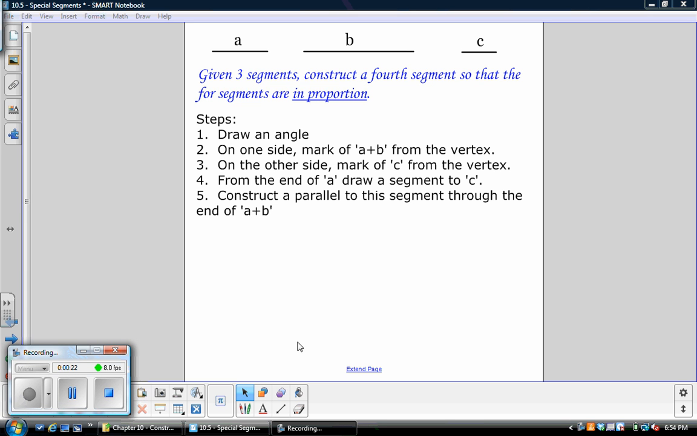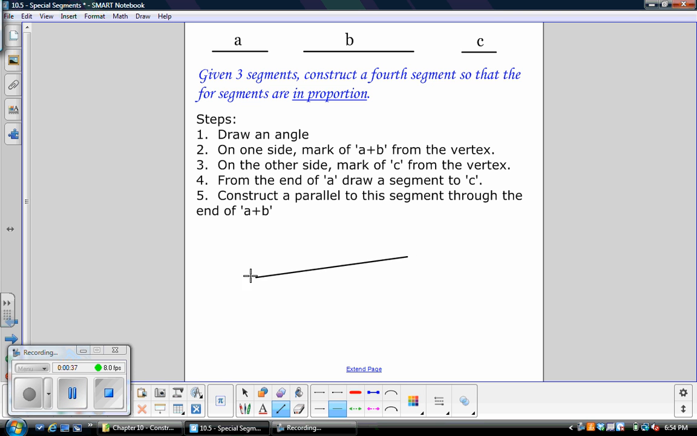So what you're going to do is draw an angle. And you actually might want to use a straight edge, and I'm going to be using a straight edge here. So draw one segment of the angle, one side of the angle, draw the other side of the angle.